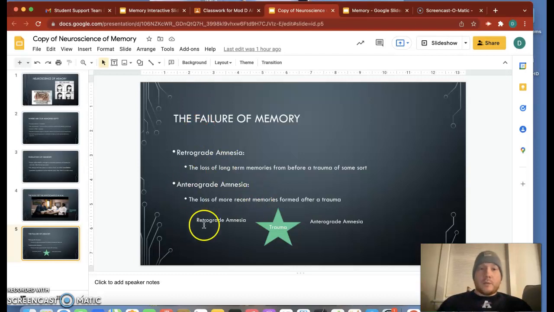So retrograde, old, easy way to remember it. Anterograde is going to be the opposite. So the new memories, it's just either the loss of old or the difficulty to form new. Very straightforward. And then next.